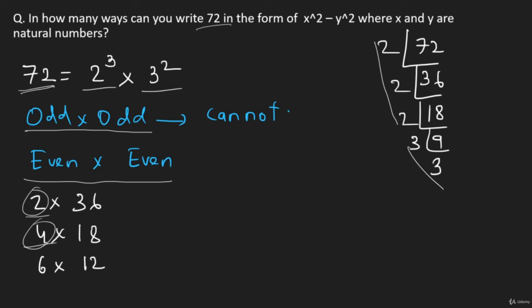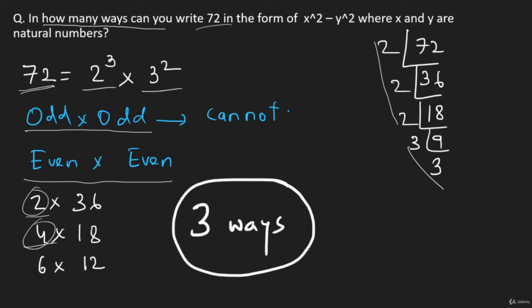Is there any other way in which I can write 72 as an even number multiplied with an even number? You will see that there is no other way. I could write it as 8 into 9, right? But in that case, this is even and this is odd. So that's not even into even. So this is not acceptable. So there are just 3 ways in which I can write 72 as an even number multiplied with an even number. Alright. Therefore, you can see that the question just asks us in how many ways you can do that. So the answer to this question is you can do it in 3 ways.